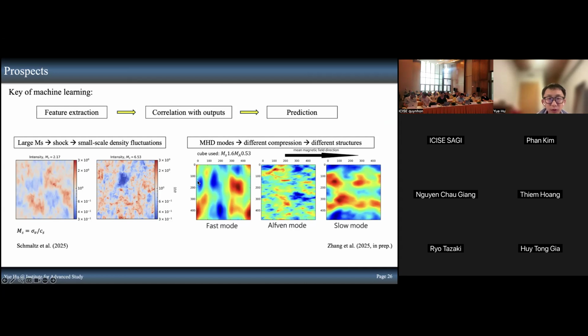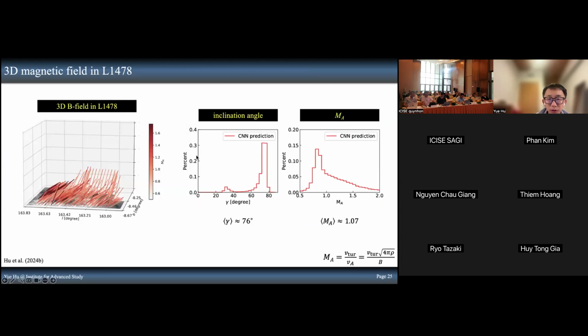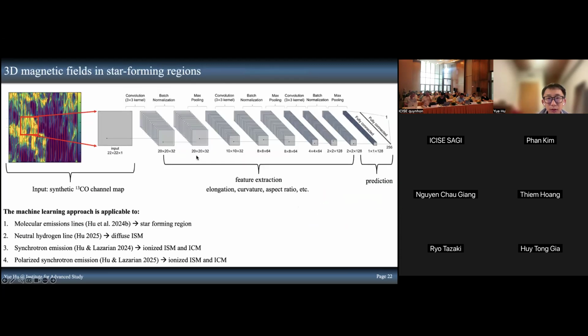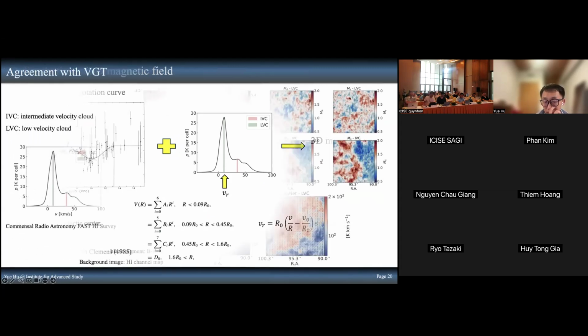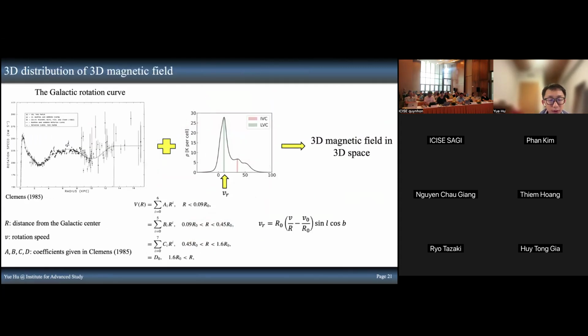Yeah, sure. The galactic rotation curve, when you combine that with the VGT one, for the H1, yeah, this one, our previous one? So when we combine that together, we can get a 3D magnetic field in 3D space as well. So I was just wondering, do you also assume one line of sight, or can you apply that to the whole diffuse medium, especially for the Milky Way?